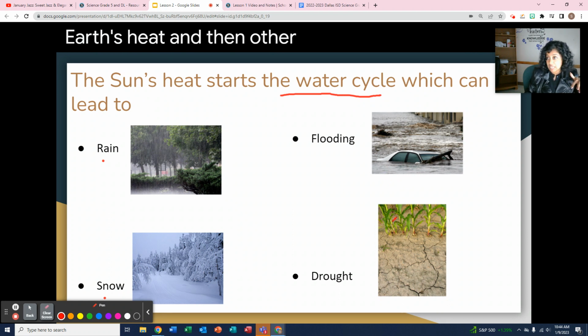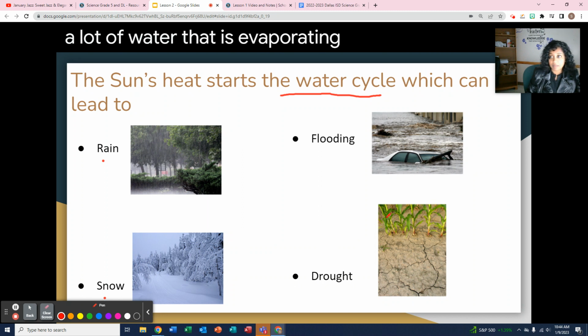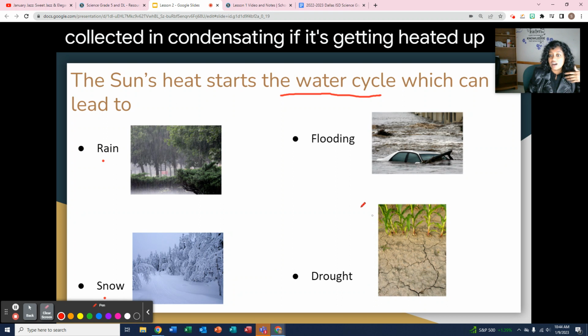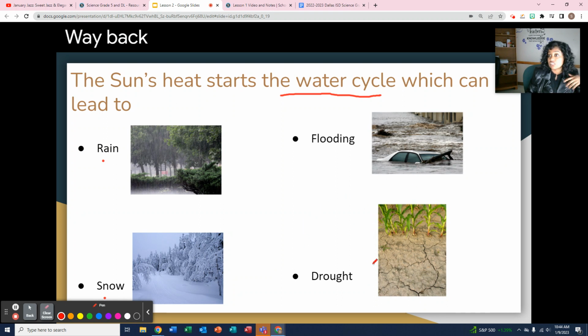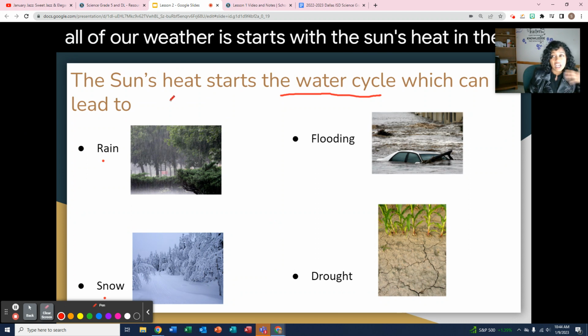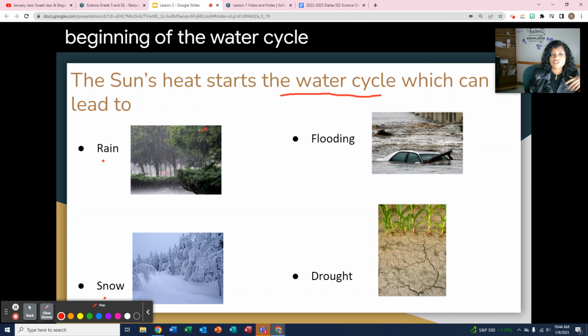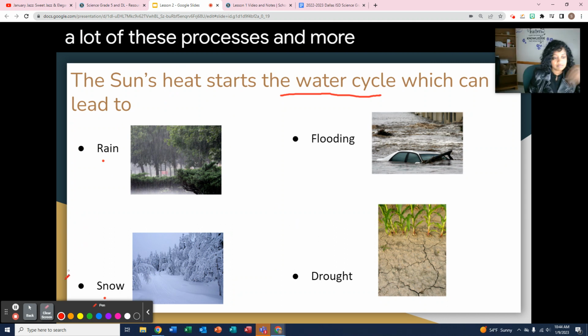And then in other extreme cases, if we have a lot of water that is evaporating and it's not being collected and condensating, if it's getting heated up too quickly, and we are not getting rain, that could lead to drought. So a lot of our weather, all of our weather, starts with the sun's heat in the beginning of the water cycle. So the sun's heat starts a lot of these processes and more.